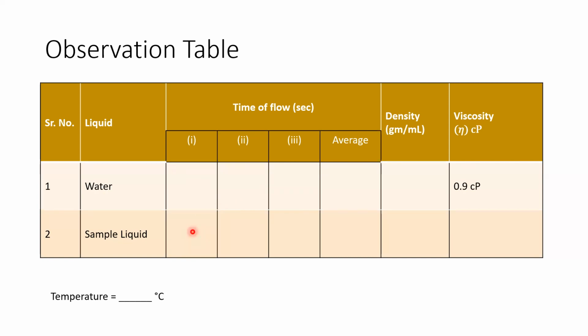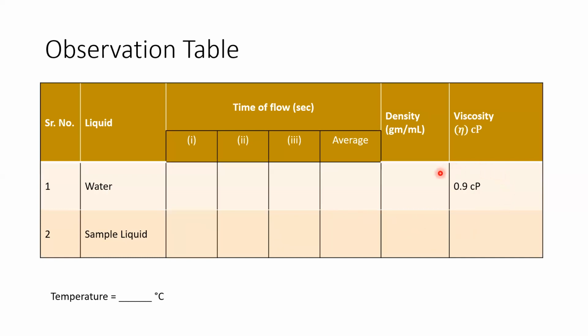Now perform the same procedure for the sample liquid. Note down the time required for the sample liquid to flow from the start mark to the stop mark. Perform this procedure 3 times. Every time you have to note down the time required to flow for the sample liquid from the start mark to the stop mark. Then note down the average of all these 3 readings. Determine the density of the sample liquid using a specific gravity bottle.